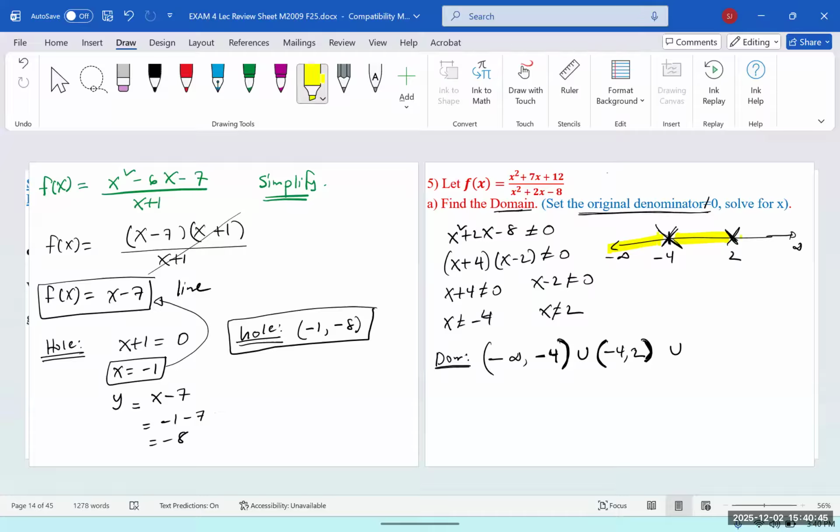And then lastly, the last one, every number bigger than 2. So from 2 to infinity. But you cannot take 2 because that makes the denominator 0. So it's parentheses. So domain is everything else except whatever makes the denominator 0.